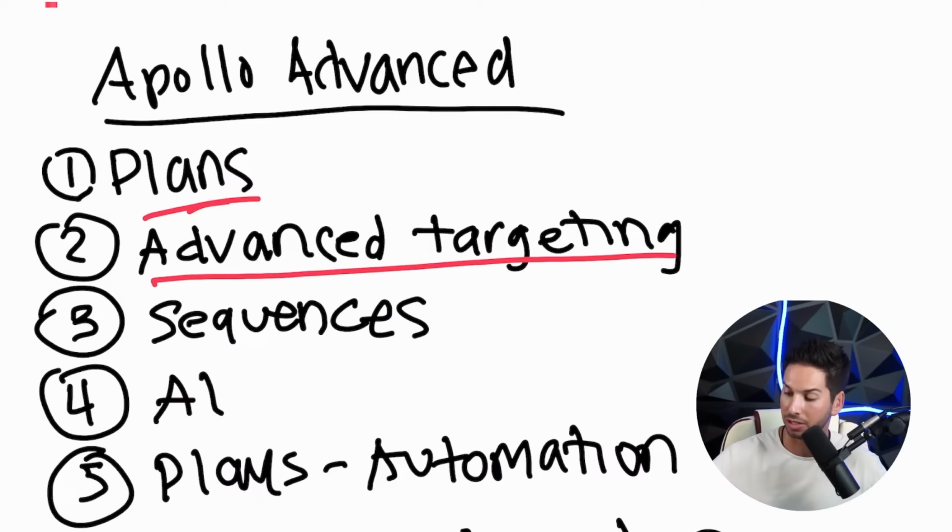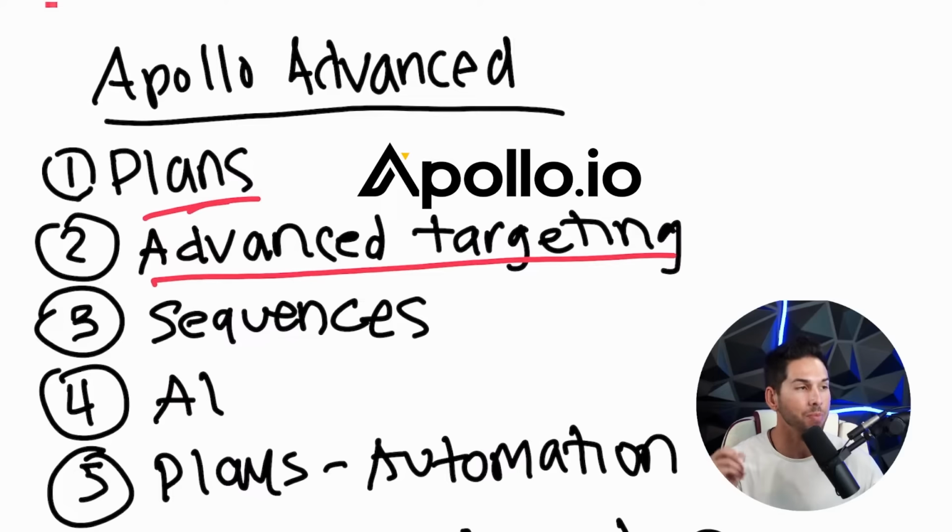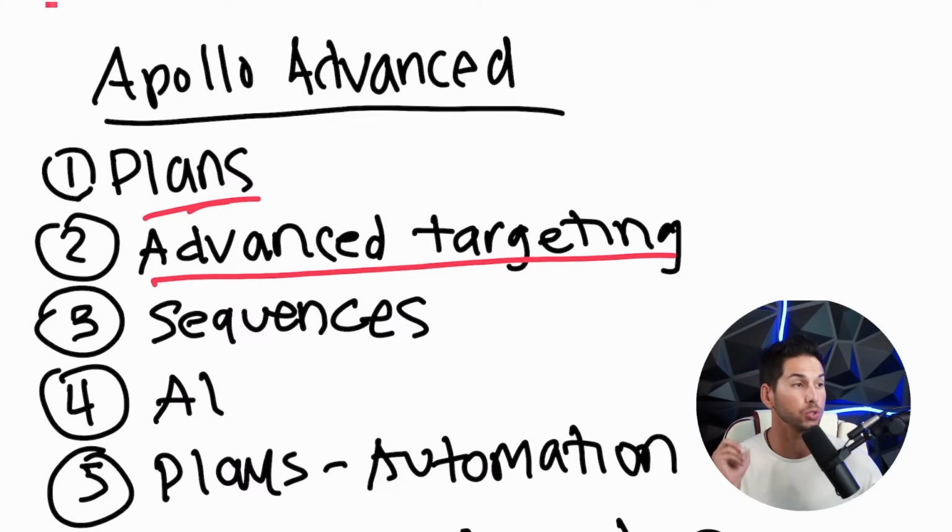The second, advanced targeting. Apollo has some of the best data targeting options that exist that I've ever seen in my life. And their most recent additions to their targeting has been an absolute game changer for us. I'm going to show you the exact strategy we're using in their data to generate 90% open rates.